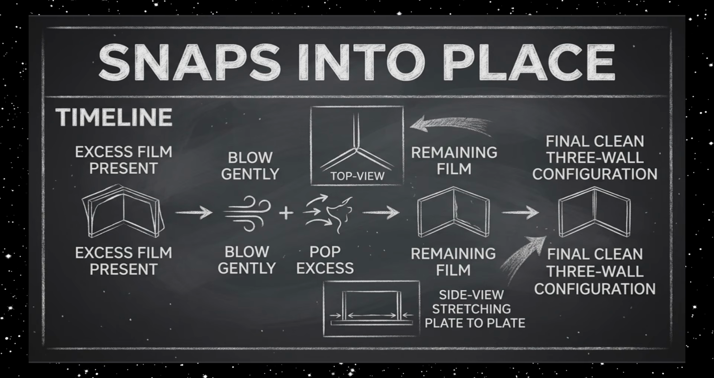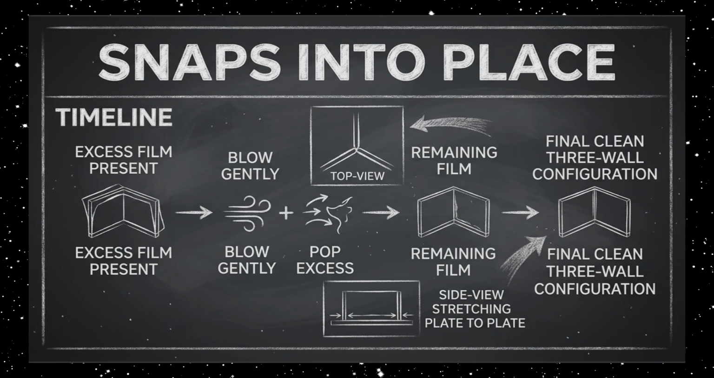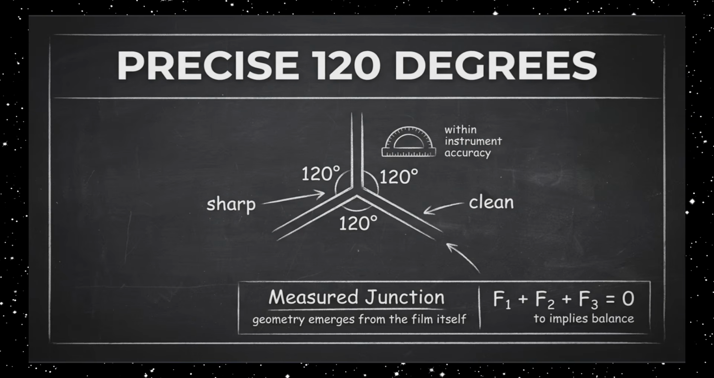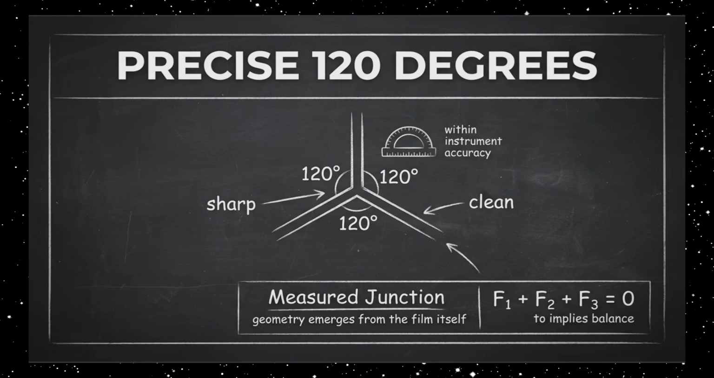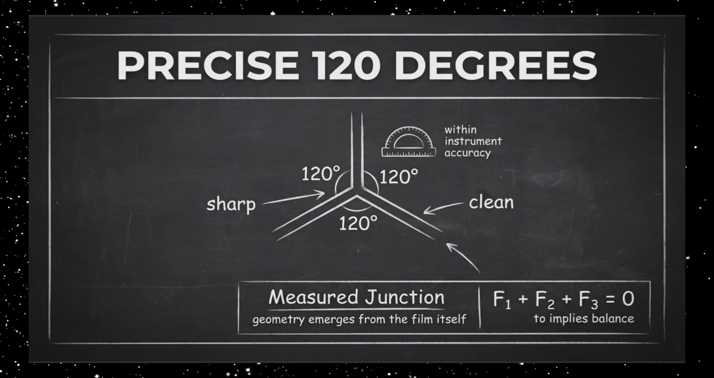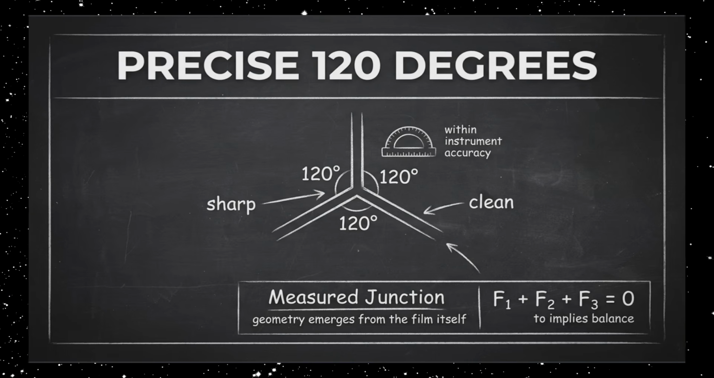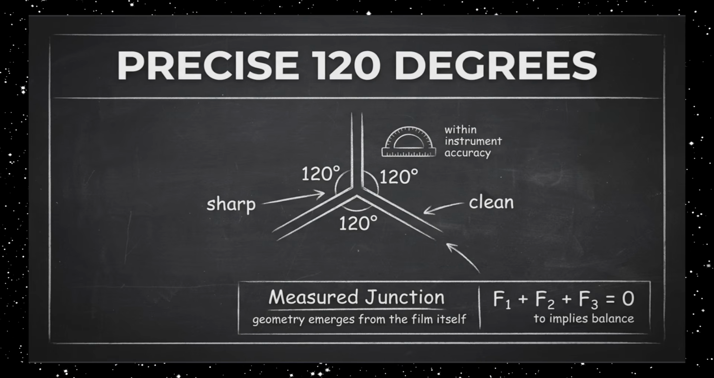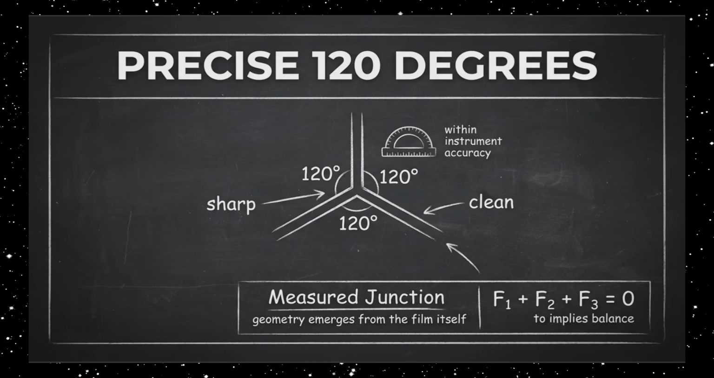You can see it happen. 3 thin vertical walls, stretching from one plate to the other, meeting at a point in the middle. The junction is sharp, clean, perfect. The angles are so precise that if you measured them with a protractor, you'd get 120 degrees to within the accuracy of your instrument. There's something almost eerie about watching it.